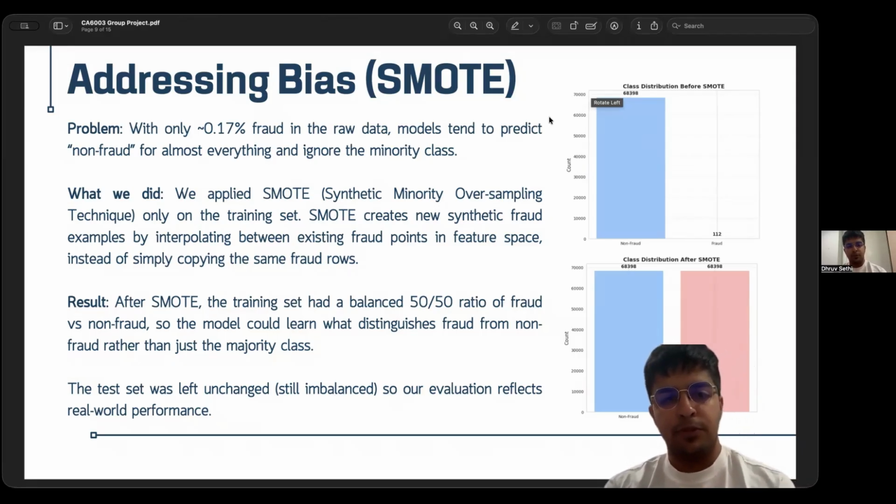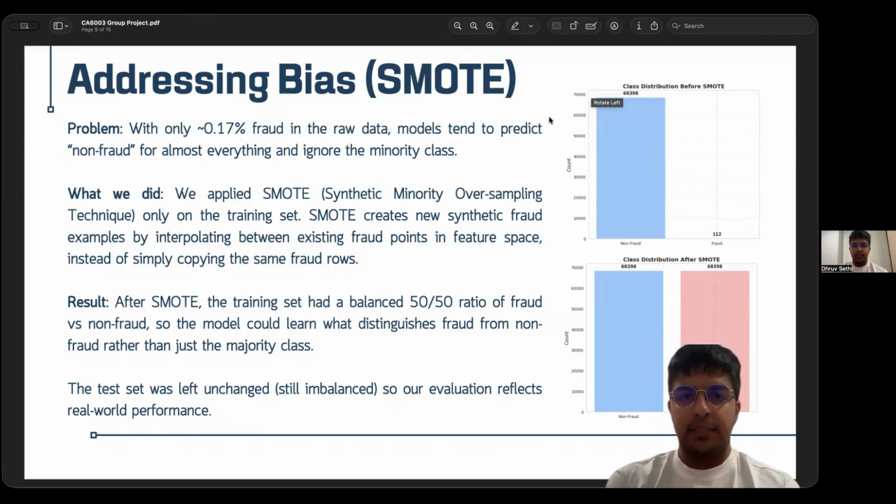And so we used SMOTE to generate new synthetic samples, which we had also learned in class. And so we can see on the side the two charts of the class distribution before SMOTE and after SMOTE, and we did it only on the training set.